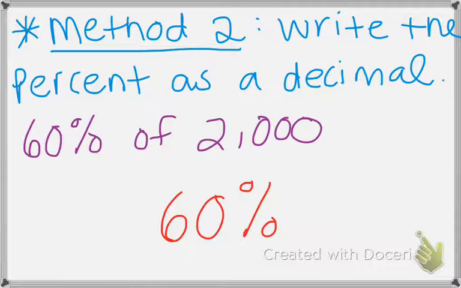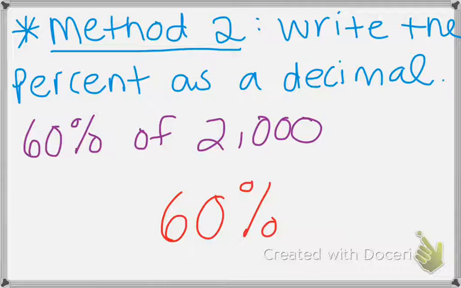So now we're going to do method 2. Method 2 says to write the percent as a decimal. Before, we wrote the percent as a fraction. Now we're going to write it as a decimal. We're going to do the same example as before, 60% of 2,000. Now, to change a percent into a decimal, there's a rule: you have to move the decimal point 2 spaces to the left.